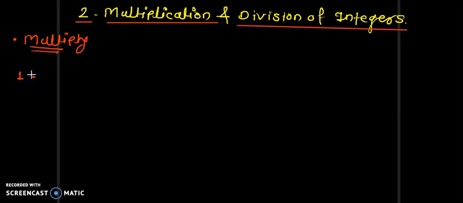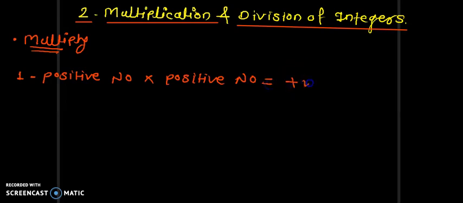First number is positive and second also positive is equal to positive integers. First number is positive and second number also positive sign is equal to positive numbers. Okay.